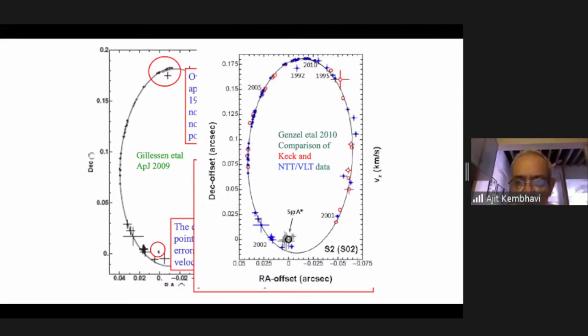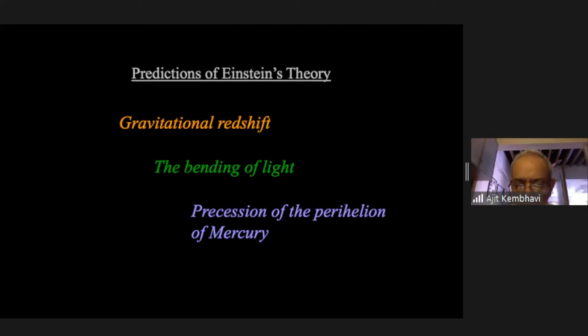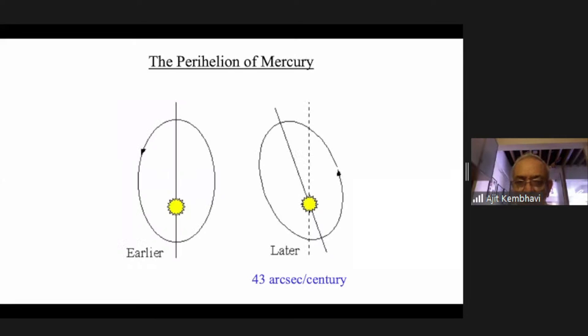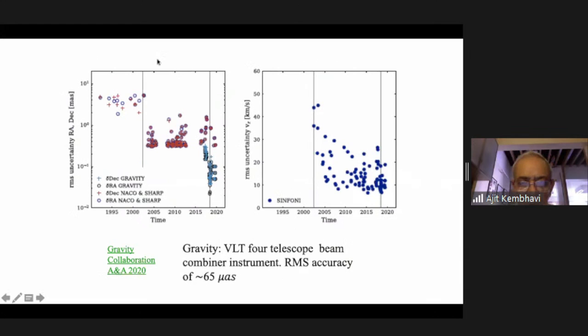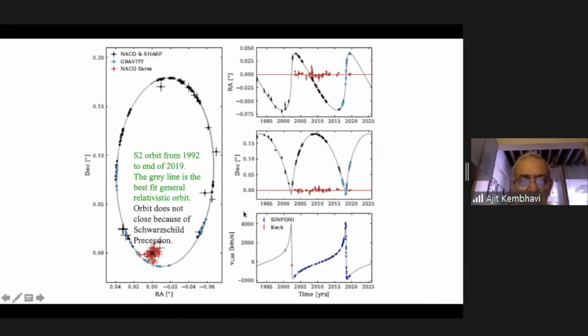But then let us go further into the future. And so you see here, very much more accurate observations have been made, right? And then you see that Sagittarius A star is no longer moving, and yet the orbit is not closing. So why is it not closing the orbit?